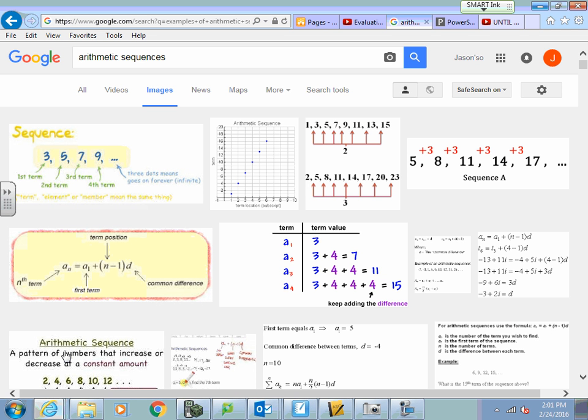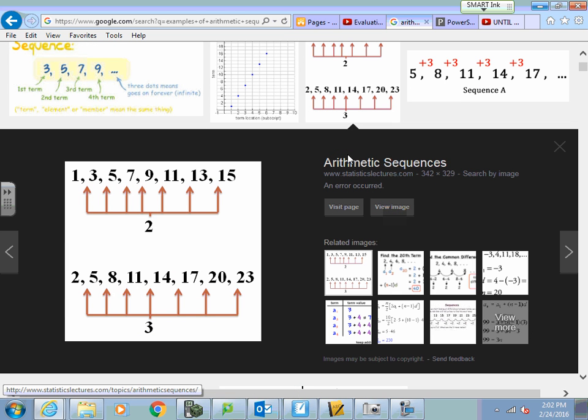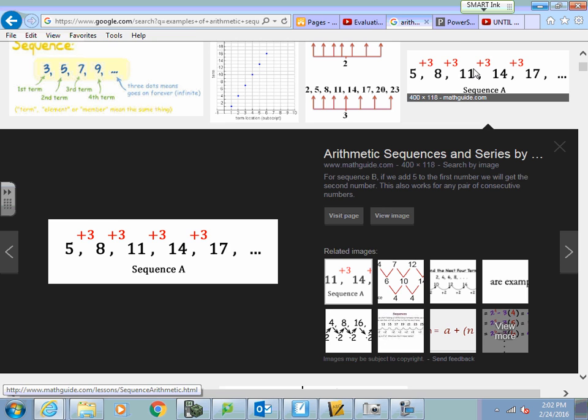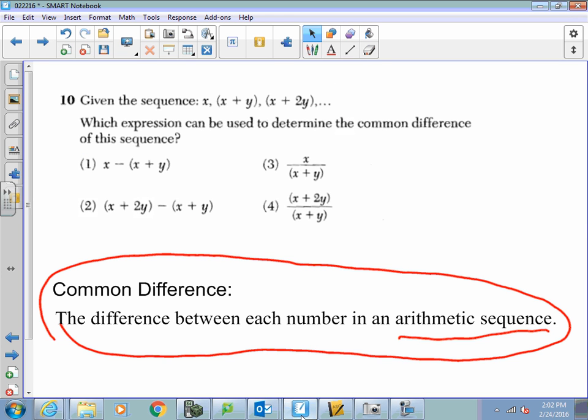So if you look, I can't write on it while it's here, but you can see these are some pretty basic ones. Look at that one. That's very basic, but it is an arithmetic sequence, and the common difference is 2. Here, the common difference is 3. If we go here, we have a much more complicated one. If you have 2, 5, 8, 11, and so on, the common difference is 3.